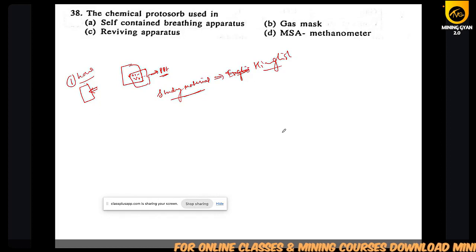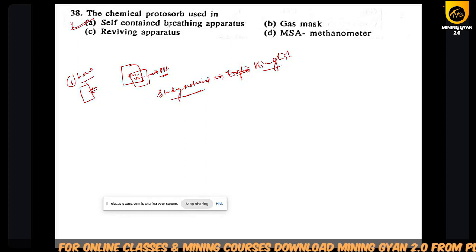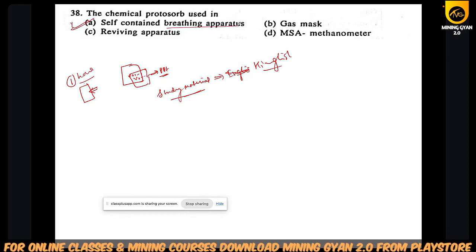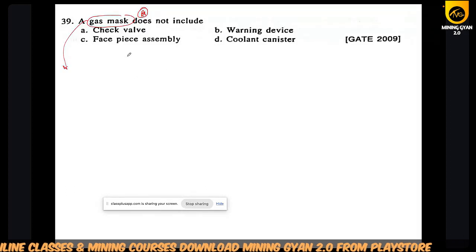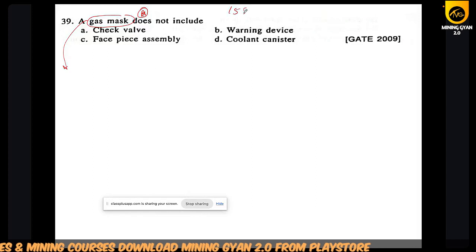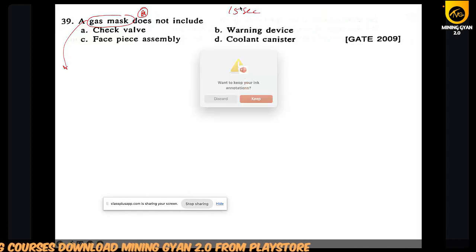So the chemical used in the chemical protozoa, where is it used? It is the self-contained breathing apparatus, SCBA. You use chemical protozoa in self-contained breathing apparatus. Gas mask does not include, what does the gas mask not include? I think I have shown you some pictures of the gas mask. First give your answer within 50 seconds, then I will explain what I want to say.